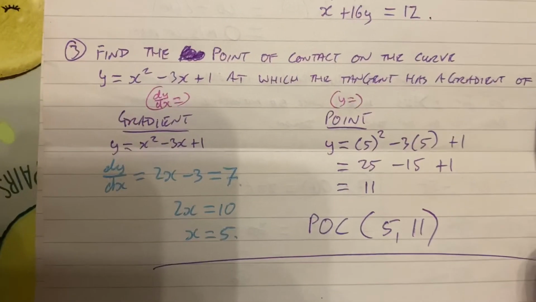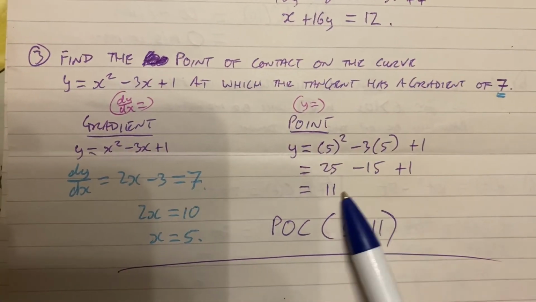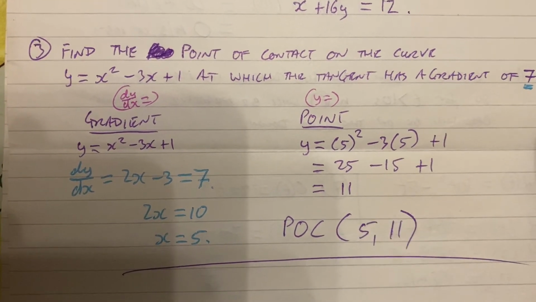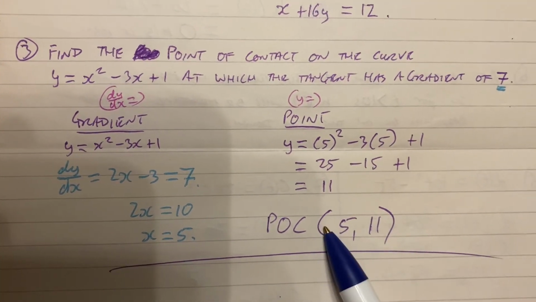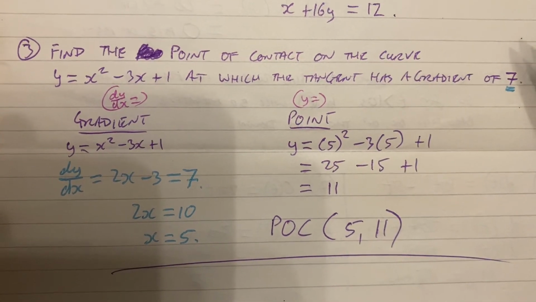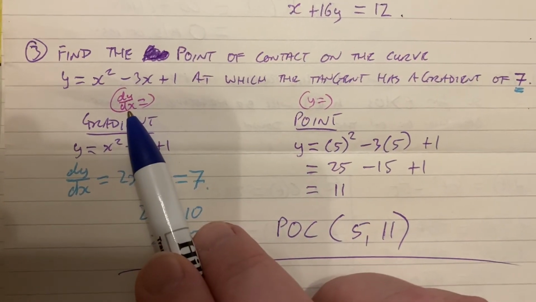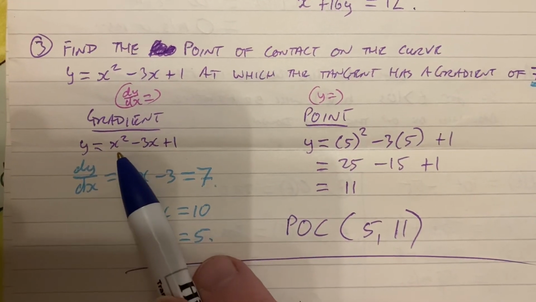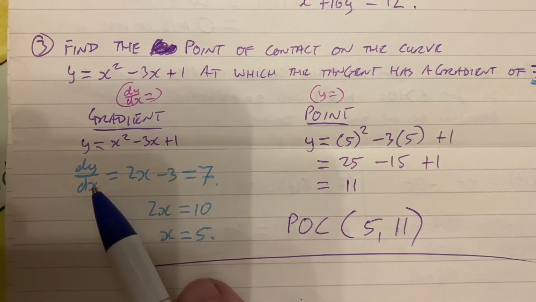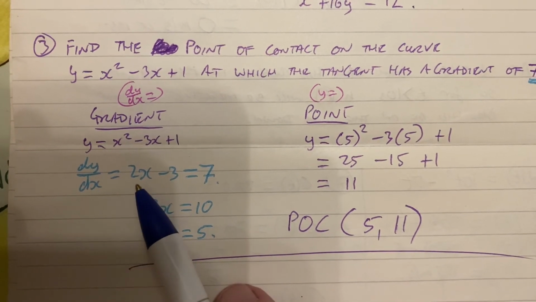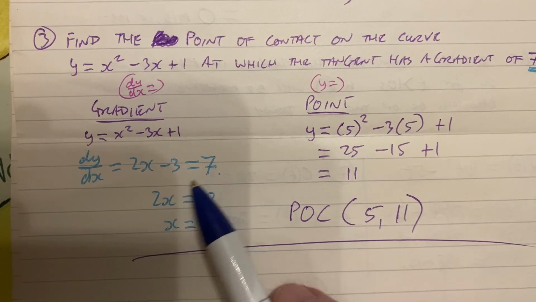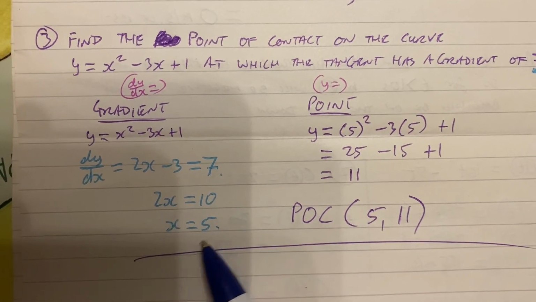Last example, this time we've been told the gradient, so we have to find our point, asked for the point of contact. What it might do is go on and say find the equation of the tangent, in which case we need the point of contact to be able to sub it into our equation of our line. So dy by dx equation, here's our equation, y equals x squared minus 3x plus 1. So dy by dx equals 2x minus 3, and that equals 7. So add 3, so 2x is 10, so x is 5.